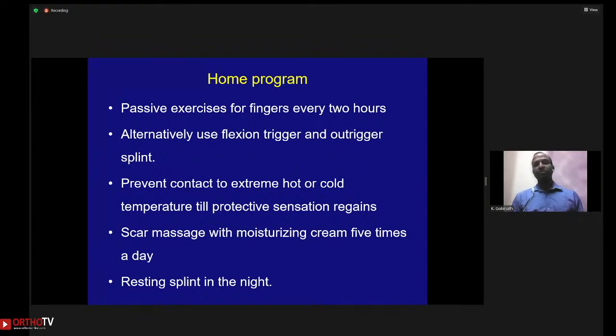Because only 1 or 2 sessions are done at the physio department, and the rest of the time the patient is keeping the whole hand in the splint, it's not going to work. The stiffness will not go down. So we advise the patient to do the exercises every 2 hours, and we give the flexion trigger and out trigger springs to be used intermittently. Another thing, they have to do massage continuously, and it helps. As tendon gliding improves and the muscles start to work actively, the strength will improve. The resting splint will be used only at night, and intermittently they have to use the hand too.